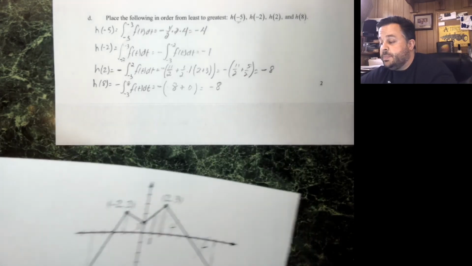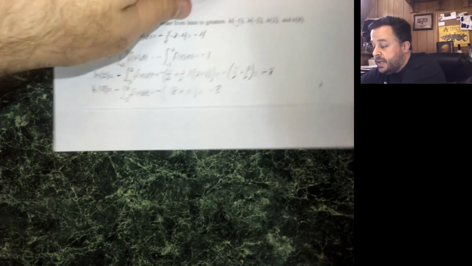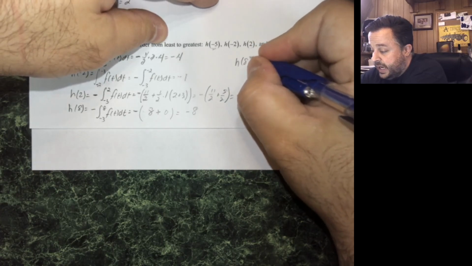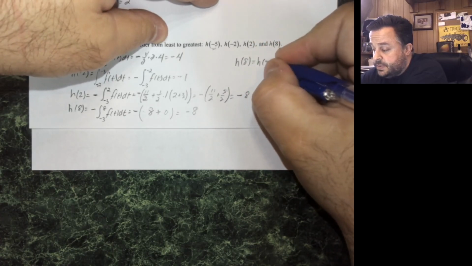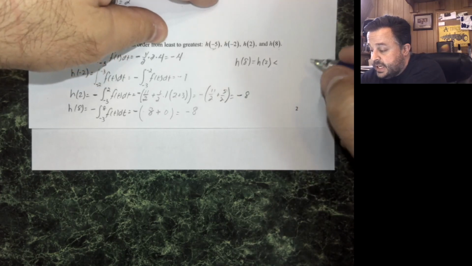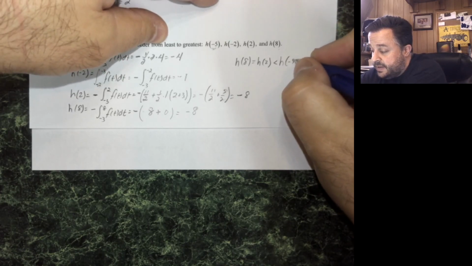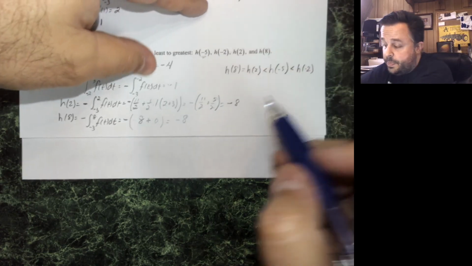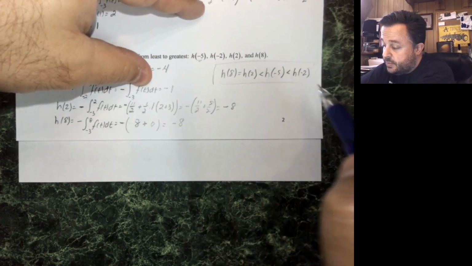So the question says to place the following in order from least to greatest. So we can say in both of these cases h of 8 is equal to h of 2, which is less than h of negative 5, which is less than h of negative 2. Okay. And that would be the answer to that question.